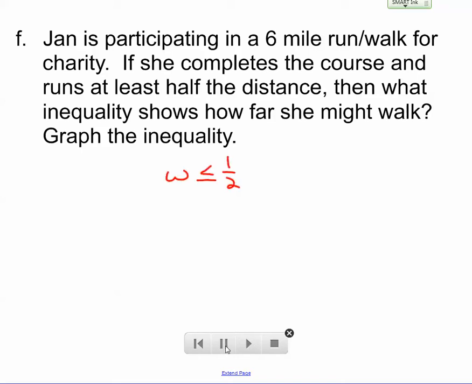She walked up to half the course. Okay, we know she ran at least half the course. She might have run more than half the course, but at any rate, we know that she could have walked 3 miles. She also could have walked less than 3 miles.